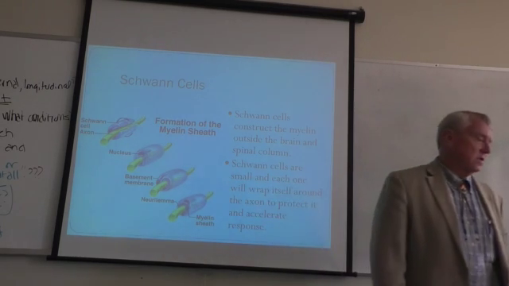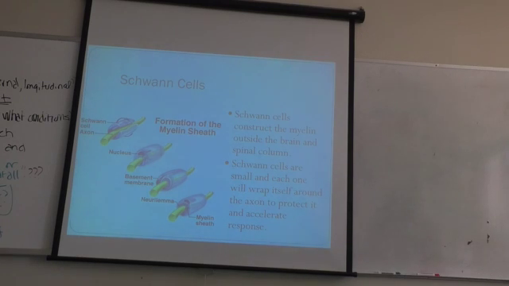The Schwann cells are the cells that deteriorate in cases of multiple sclerosis. In the beginning of multiple sclerosis, you start losing your ability to move properly, and it slowly degenerates to the point where the individual's in a wheelchair, and then eventually they die.